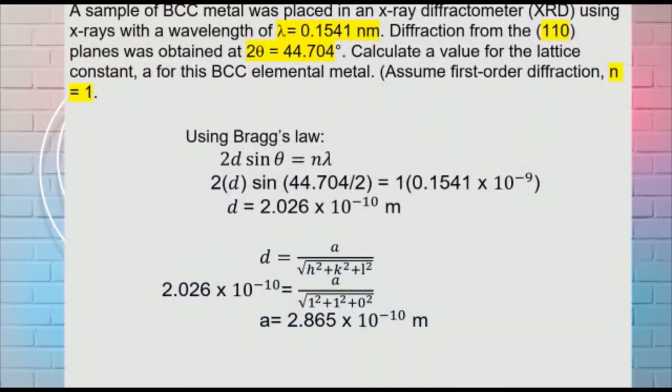Let's try the first example. A sample of body centered cubic metal was placed in an X-ray diffractometer using X-rays with a wavelength of lambda equal to 0.1541 nanometer. Diffraction from the 110 plane was obtained at 2 theta equal to 44.704 degree, and the question is: calculate a value for the lattice constant a for this body centered cubic elemental metal. Assume first order diffraction, n equal to 1.